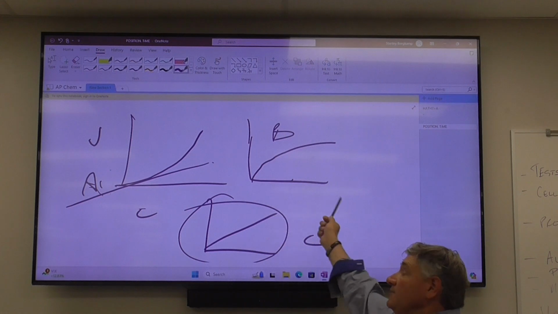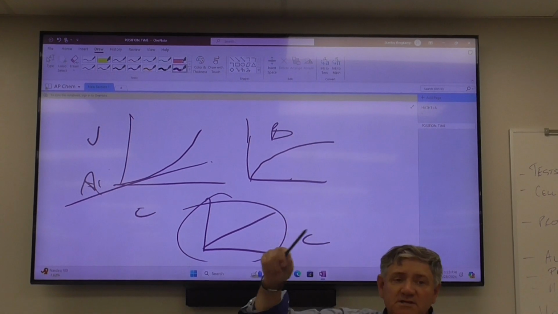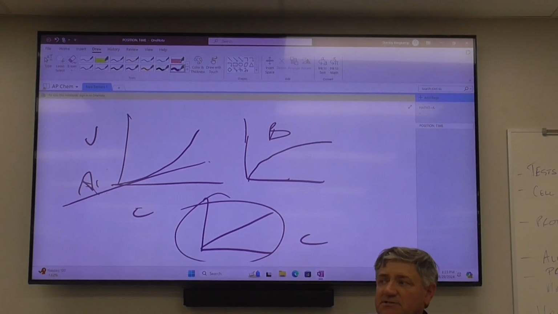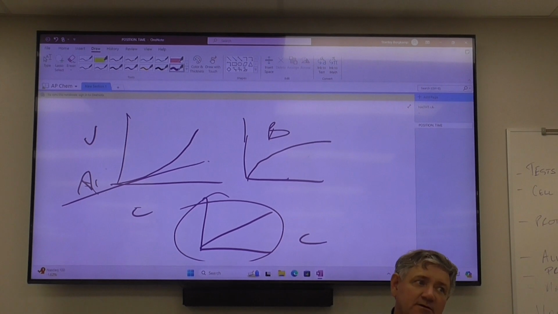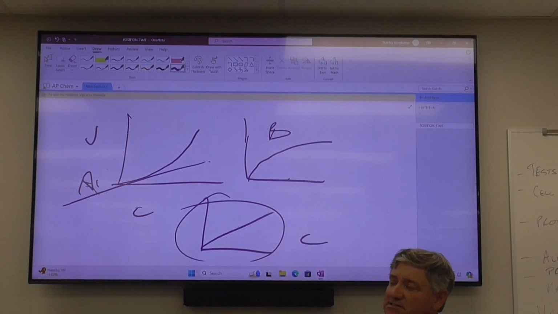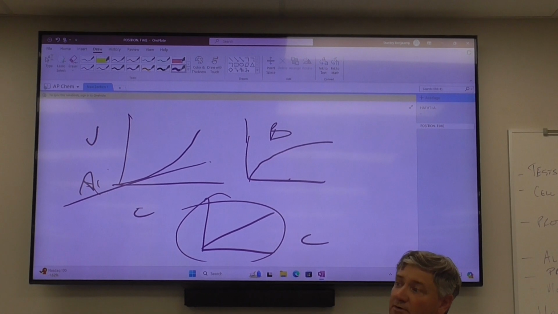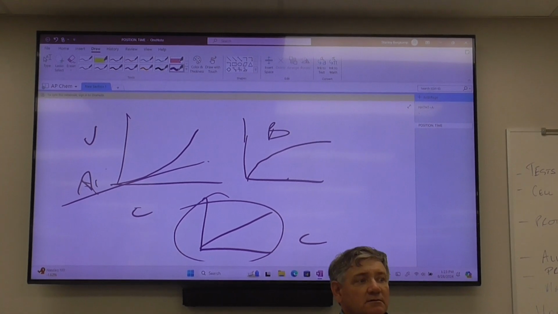Now, on all three of these, what does the area underneath the line represent? Displacement. So when it asks which one has the biggest displacement, what are you going to look for? Largest area.